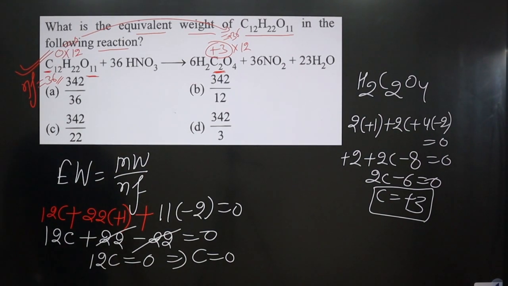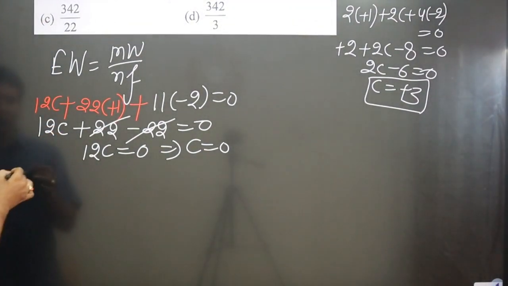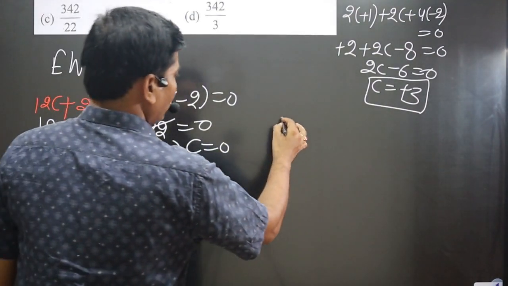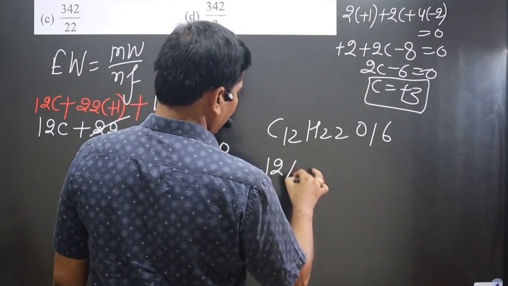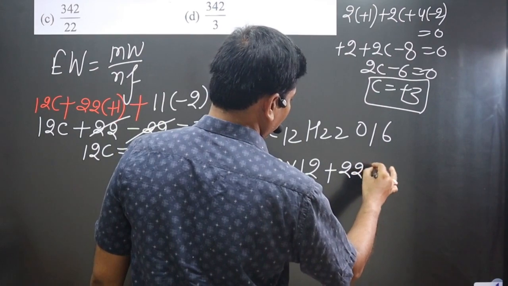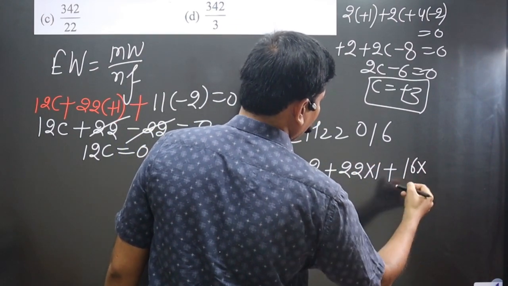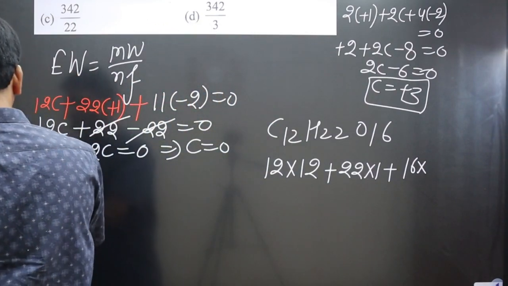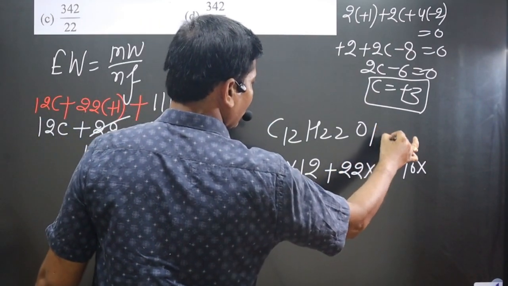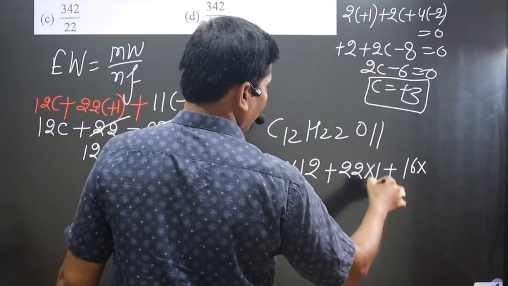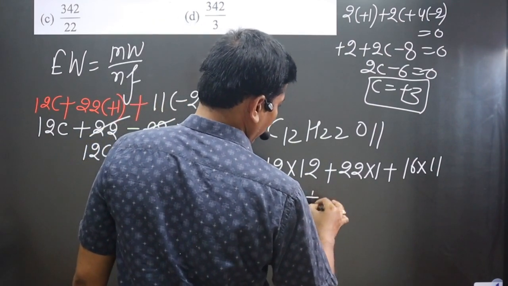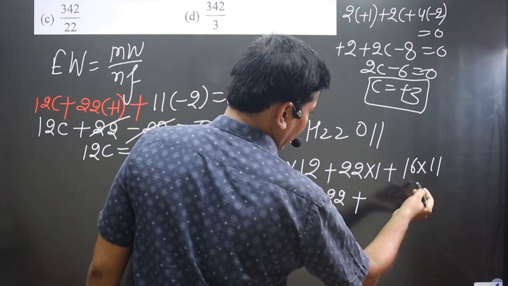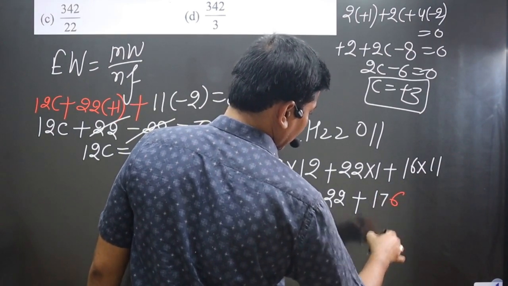Molecular weight we can calculate. Need some more space. So we have molecular weight C12, H22 and O11. Each carbon is 12, plus 22 multiplied by hydrogen, which is plus 1, plus 16 multiplied by O11. It should be O11, not O16, so let me correct: 16 multiplied by 11. 12 times 12 will be 144, plus 22, and plus 11 times 16 is 176.